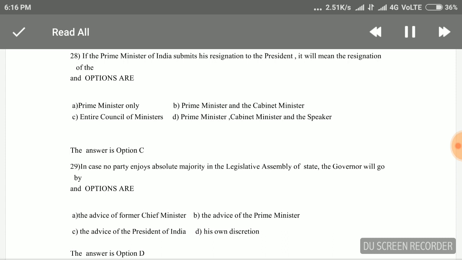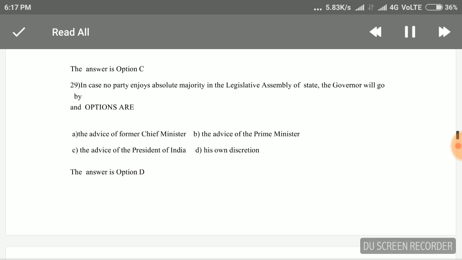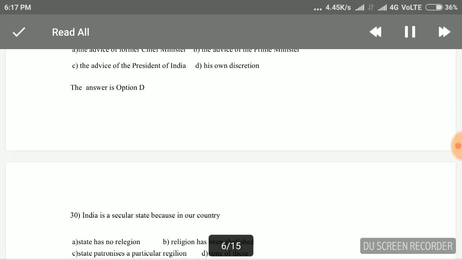29. In case no party enjoys absolute majority in the Legislative Assembly of State, the Governor will go by. Options are A. The advice of former Chief Minister. B. The advice of the Prime Minister. C. The advice of the President of India. D. His own discretion. The answer is option D.